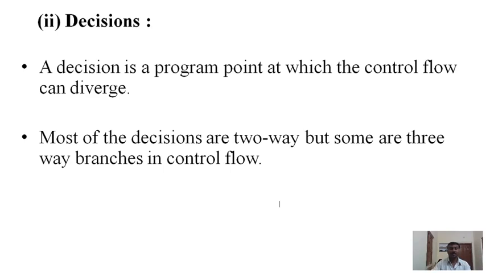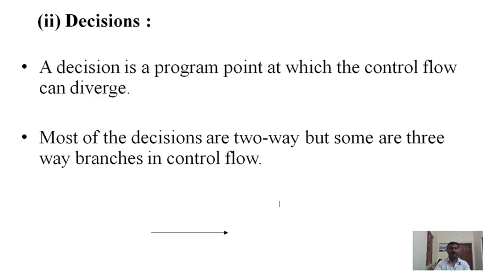But some are three-way branches in control flow. In control flow, other than two way, we have three ways also, nothing but case statements. Case statements are more than two ways. So most of the decisions are two ways, but some statements have three-way branches also in control flows.